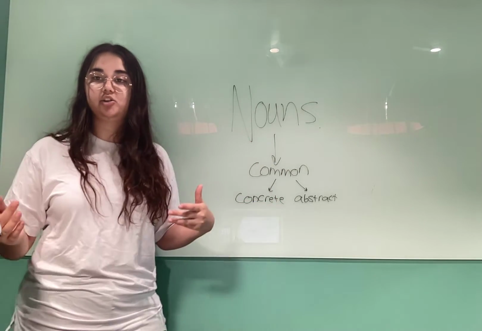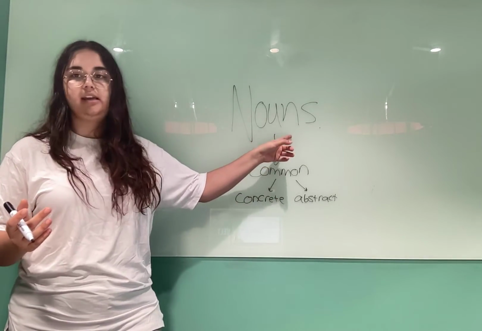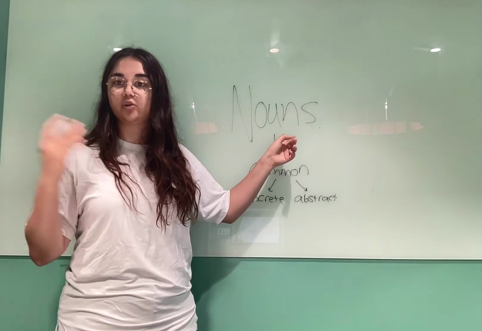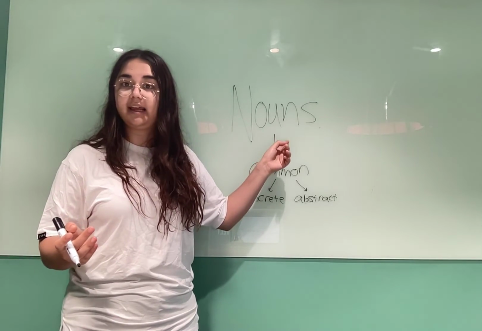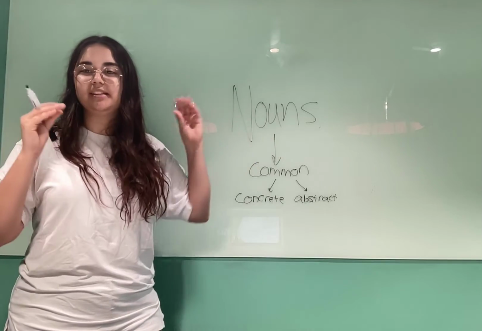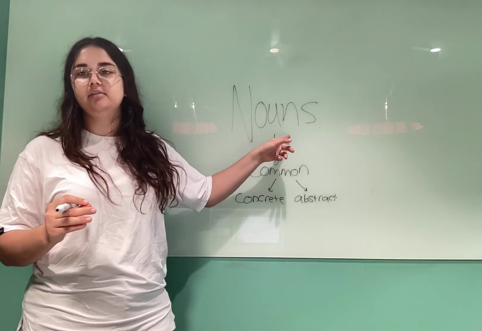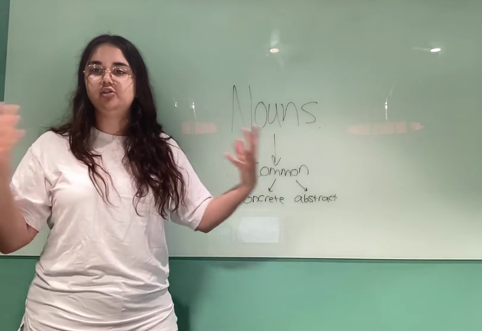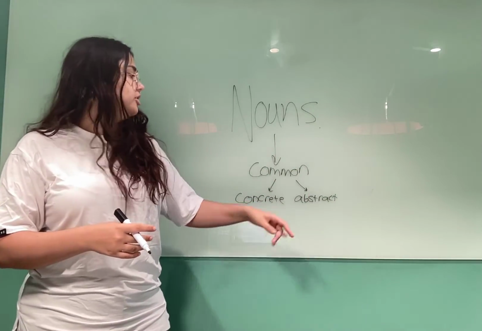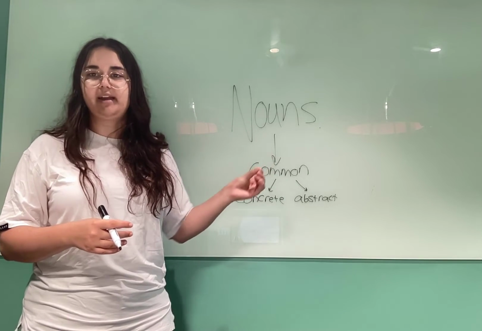So if you get asked to analyse nouns in your analytical commentaries or short answer questions, or you want to do it in your essay writing even, you can be as specific as you possibly can and say the abstract common noun, honesty, is used to yada yada yada. So the more specific you can be, the better.